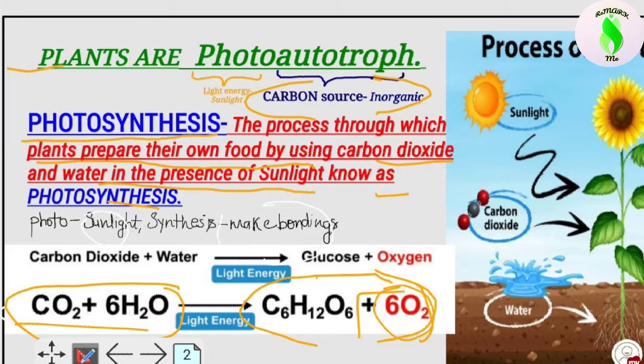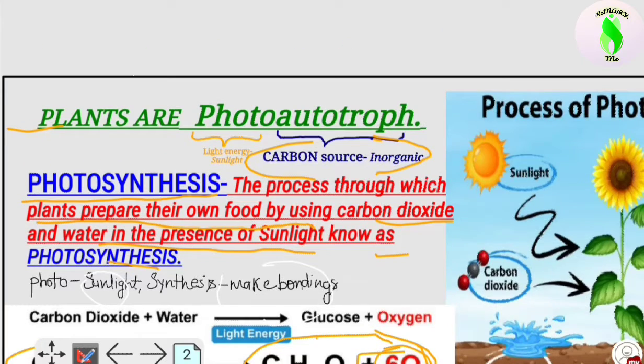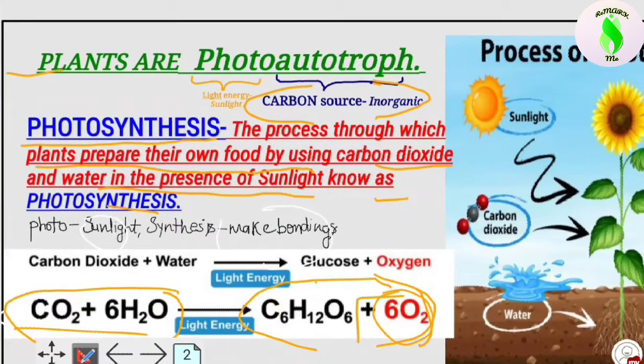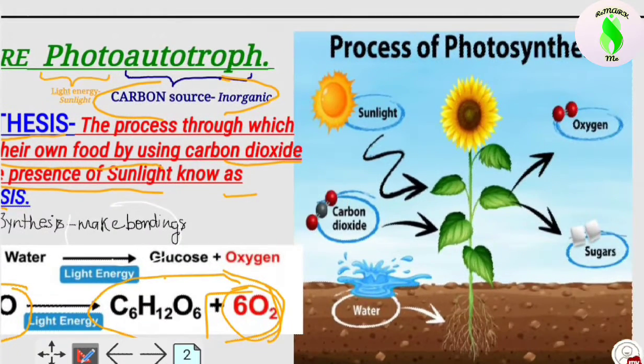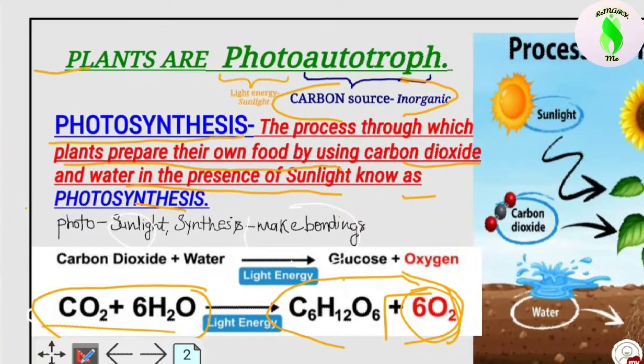So what is photosynthesis? The process through which plants prepare their own food by using carbon dioxide and water in the presence of sunlight is known as photosynthesis. As you can see over here, there is a diagram in which the plant is preparing its food by absorbing sunlight and carbon dioxide and making sugar molecules, that is C6H12O6 glucose, and releasing the byproduct, that is oxygen. This process is known as photosynthesis.